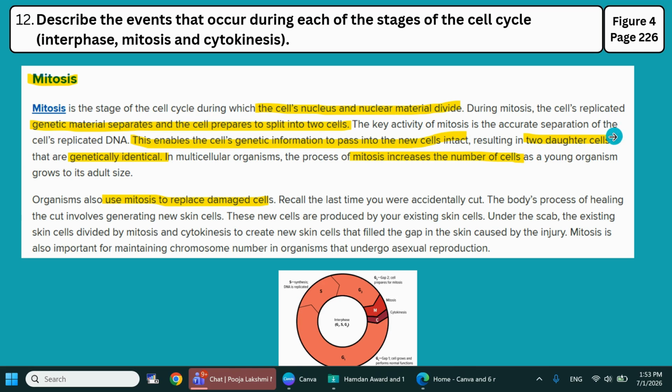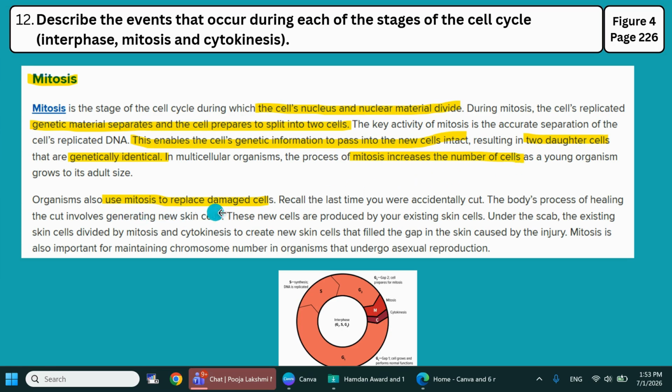So the key activity of mitosis is accurate separation of genetic material. This enables the cell's genetic information to pass on. So all the genetic information is passed on to both the cells that are formed. We call them the daughter cells. They are genetically identical cells. So what does mitosis do? It increases the number of cells.